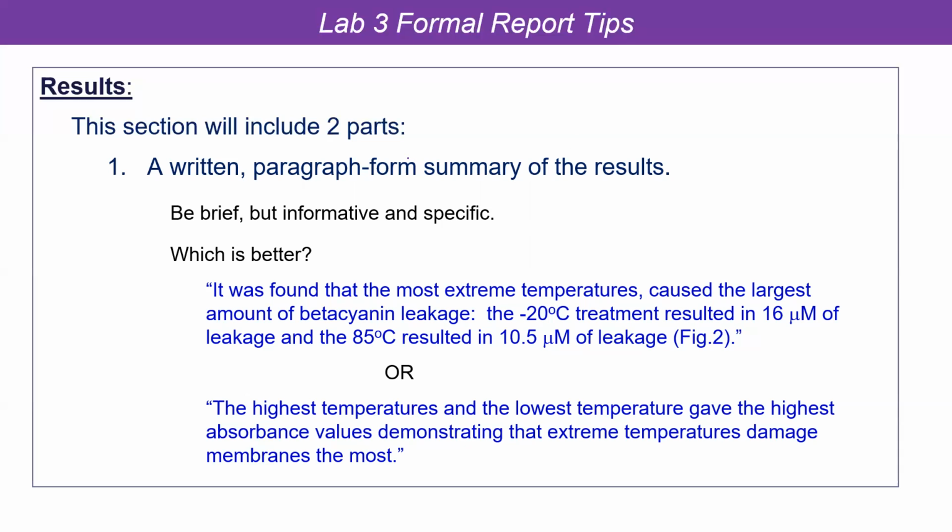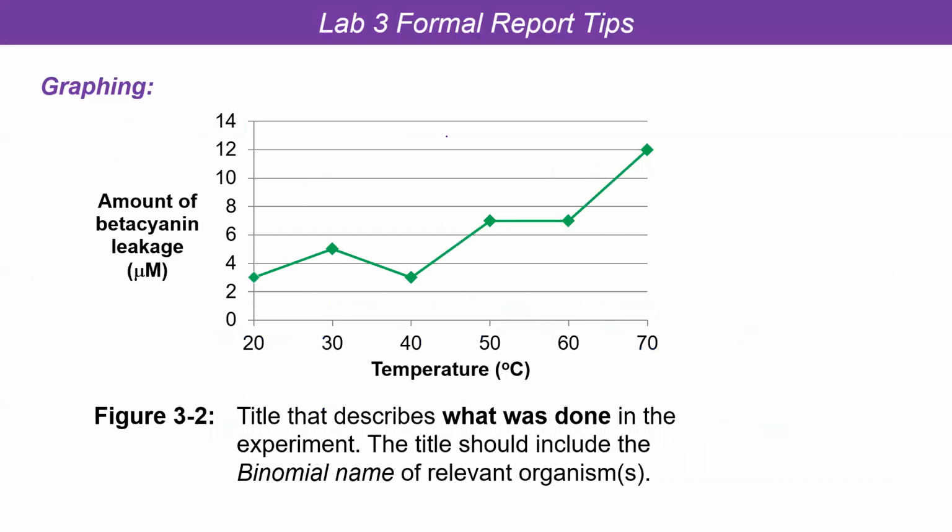So your written part is going to give the overview of the graphs, and then the graph part is going to be the actual graphs. So here's an example of a graph that you might see in one of these lab reports. This is the temperature graph as well. You can see I've plotted the amount of betacyanin leakage on the y-axis and temperature on the x-axis. I want to point out a few features in this graph.